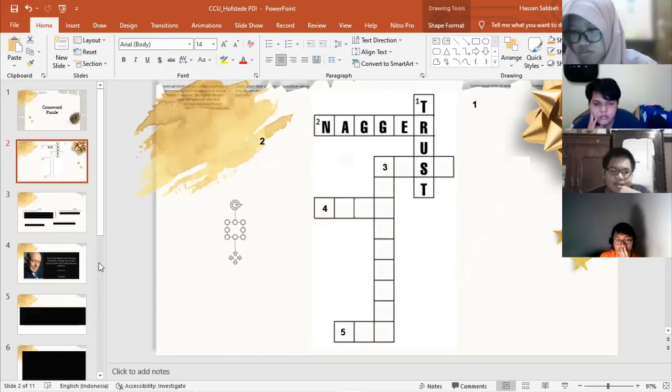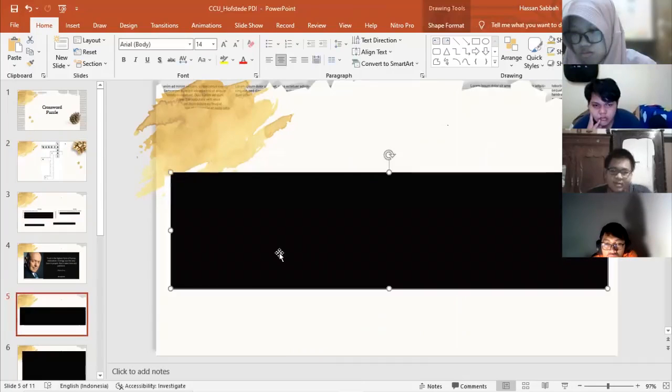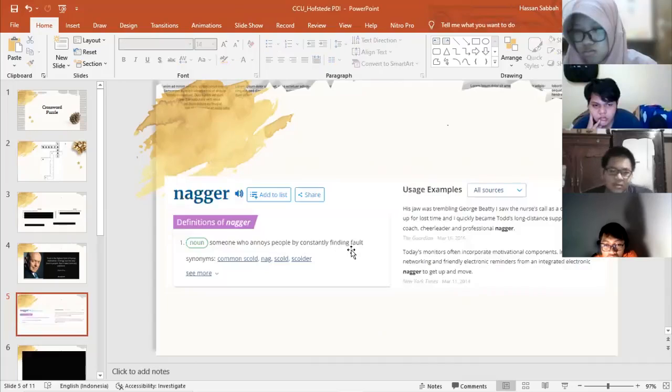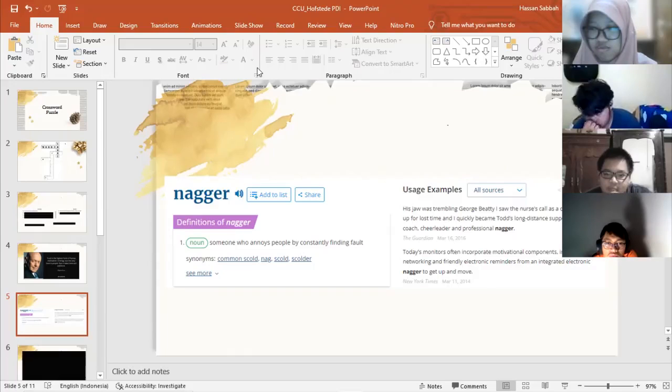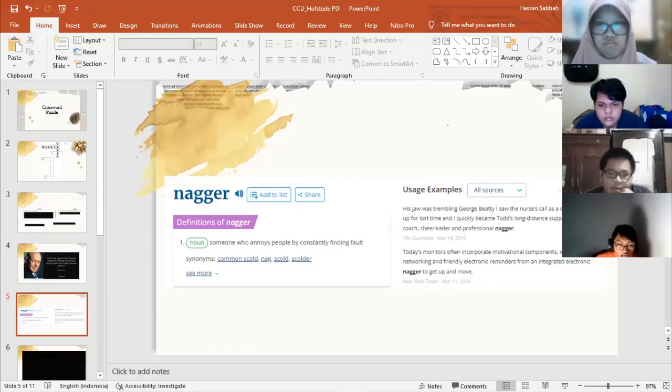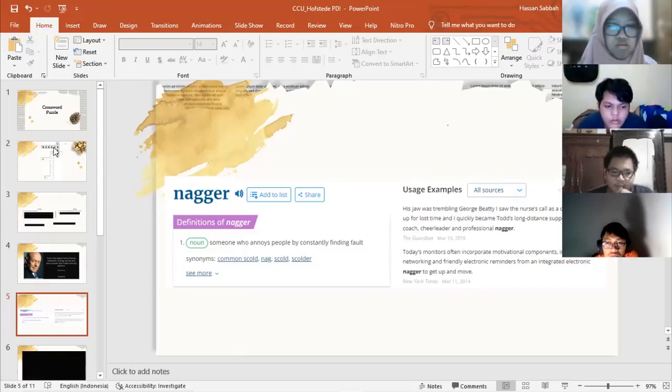It's a nagger. A nagger, from the dictionary, is someone who annoys people by constantly finding fault. And the synonyms are nag and scolder. The usage you can see is on the right side. Okay, does anyone understand? Yes, sir. Yes, sir.